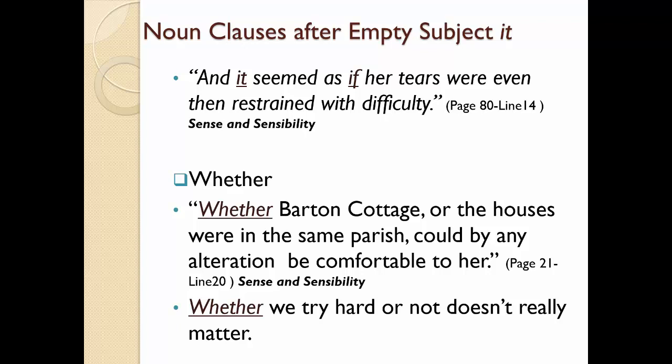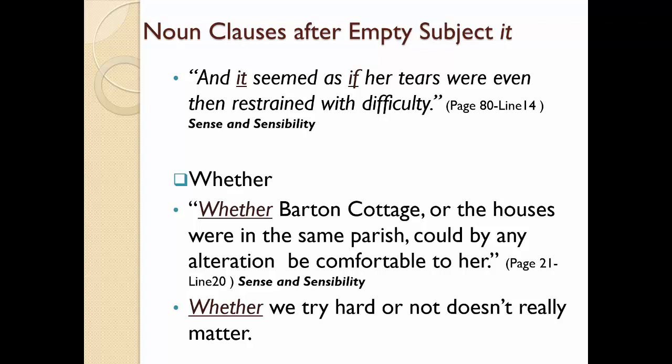For example, here we have: whether Barton Cottage or the houses were in the same parish could by any alteration be comfortable to her. Whether we try hard or not doesn't really matter.